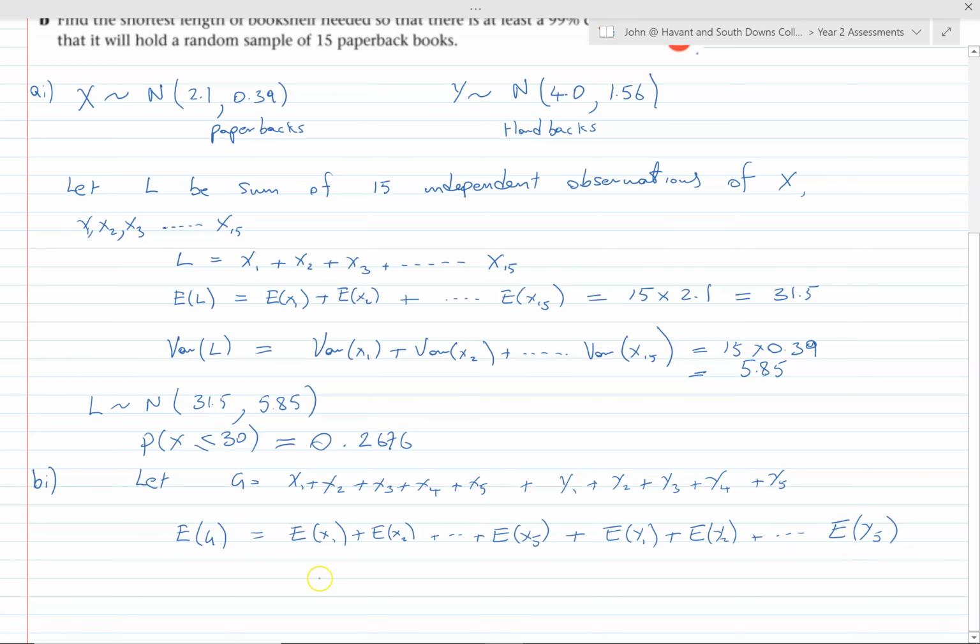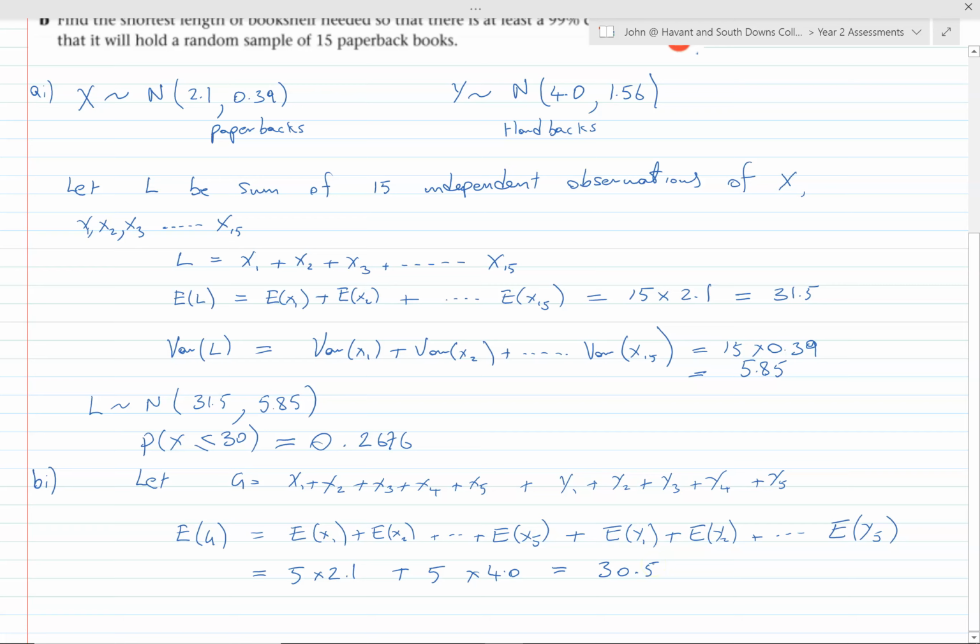And remember, these all have the same mean and variance as the original distribution. So that's 5 times 2.1 plus 5 times 4.0, and that equals 30.5. So the mean is now 30.5.